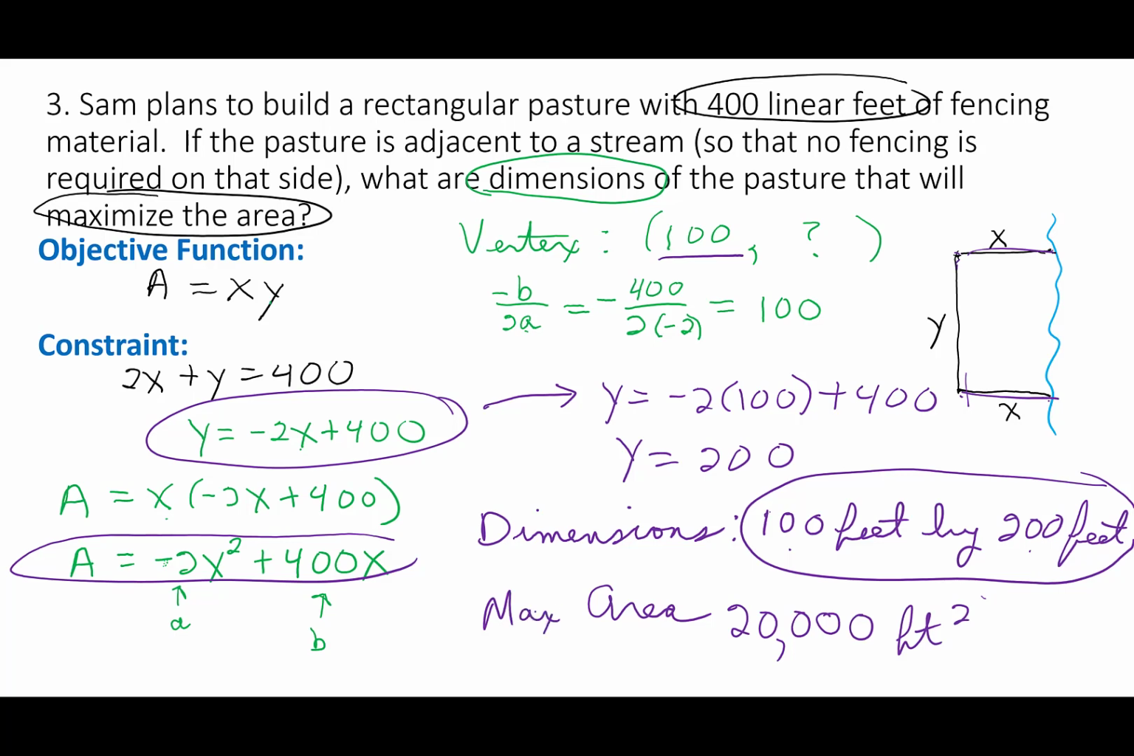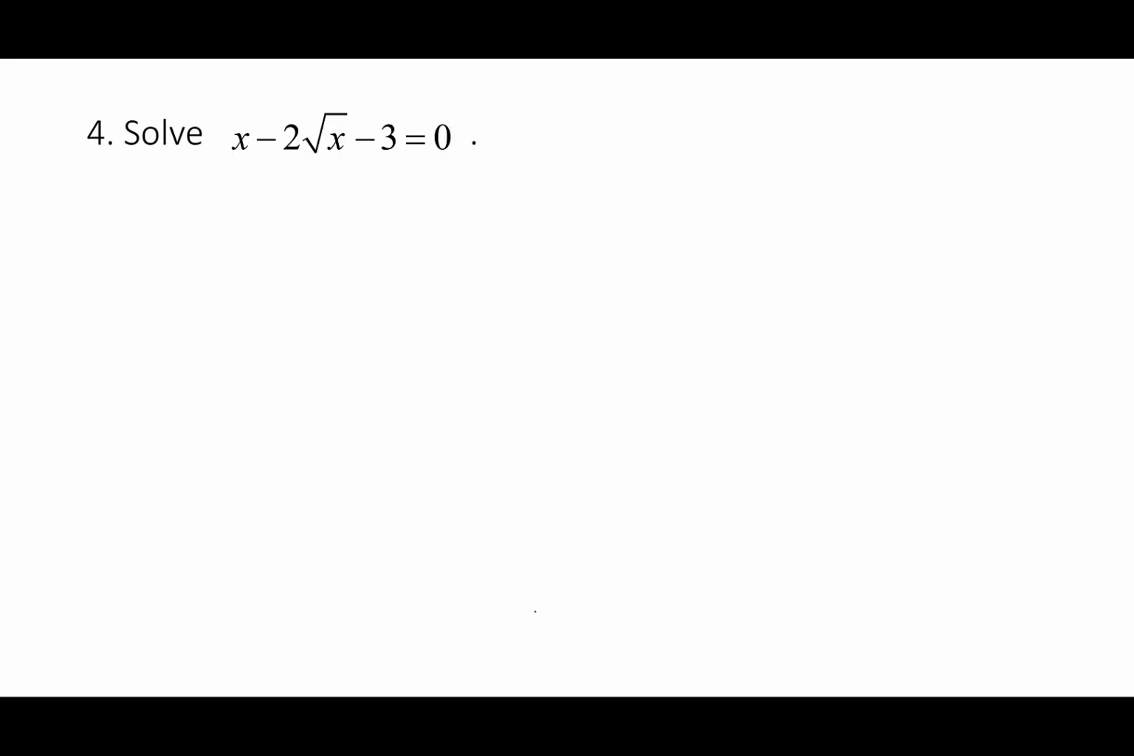Okay, so let's move on and look at our next problem. There's not too much more we can do with the previous one. Our next problem is an equation that's quadratic in form. We're asked to solve x minus 2 square root of x minus 3 equals 0. You should have done some of this in Math 1010 if you took it, but if not, let's look at what we're trying to do here.